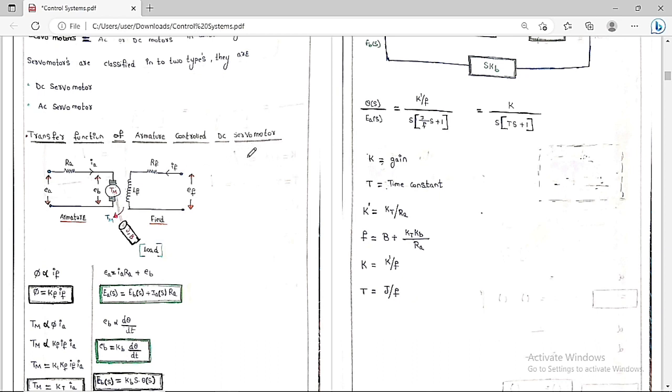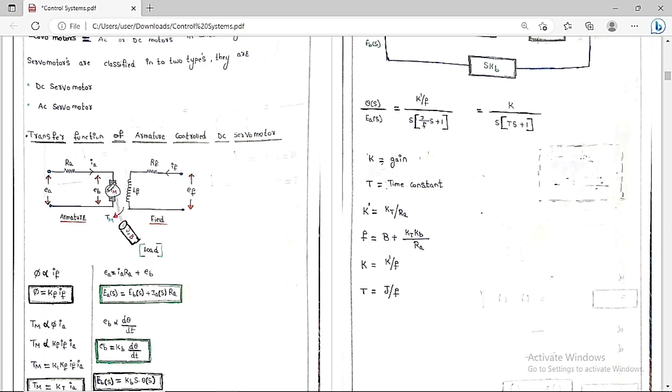We are going to get the transfer function of the armature-controlled DC servo motor. You can see this is the armature and this is the field, so this is the armature circuit and this is the field circuit. For the armature, we give the supply voltage, the armature voltage Ea, and Ra is the armature resistance, and this is the motor. The motor has the back EMF Eb, and the armature current is Ia.